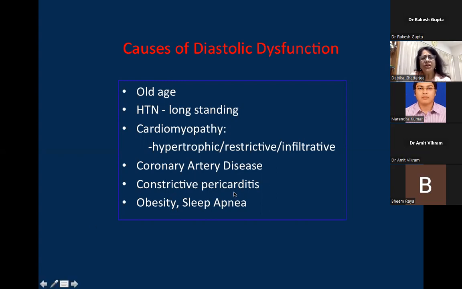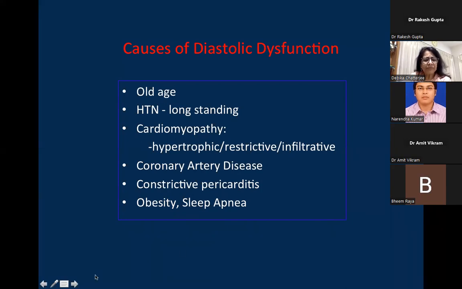Then comes the constrictive pericarditis. It is an extrinsic cause. Because of the rigid pericardium, the diastolic filling is hampered in constrictive pericarditis, resulting in diastolic dysfunction. And obesity and sleep apnea.